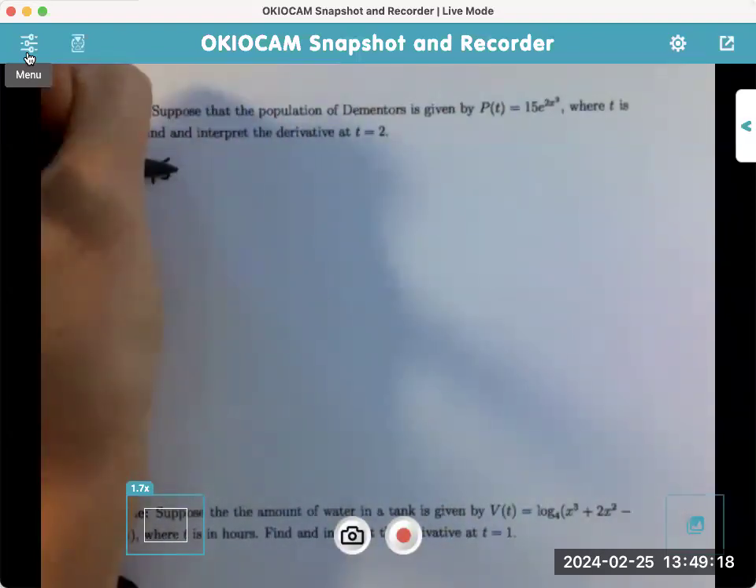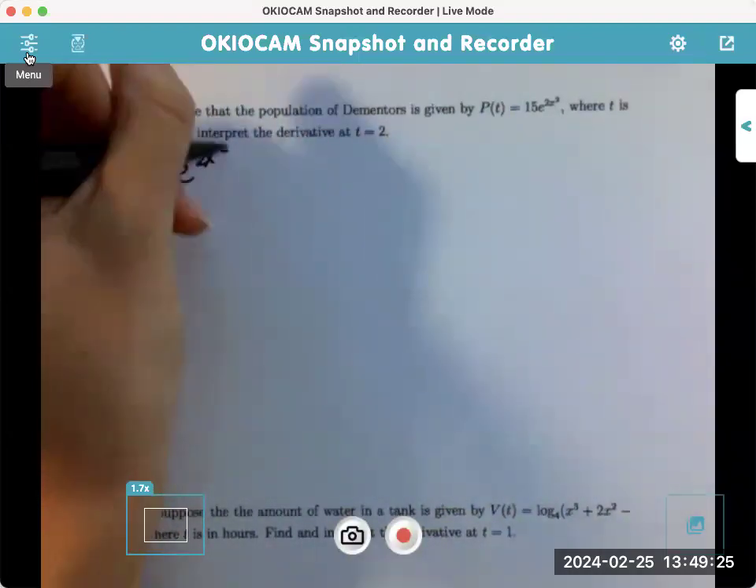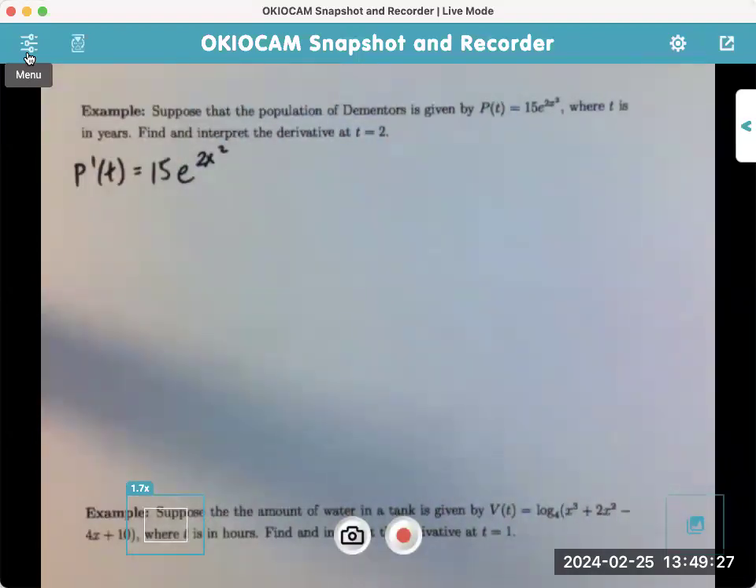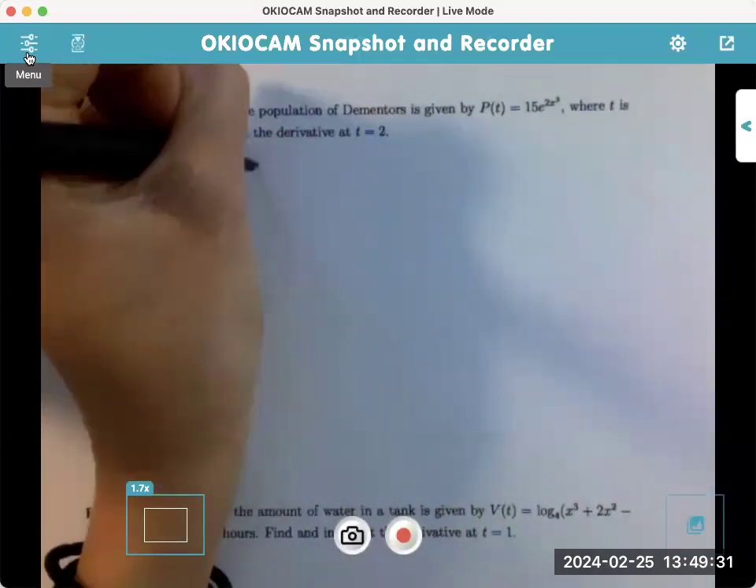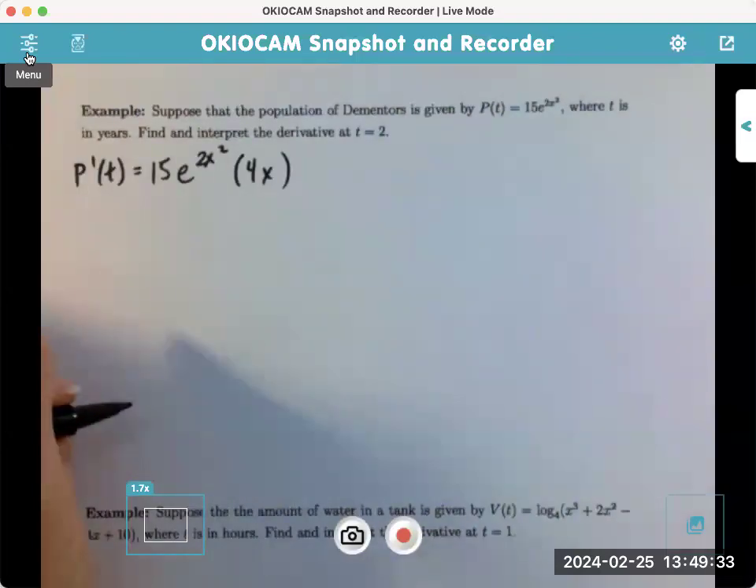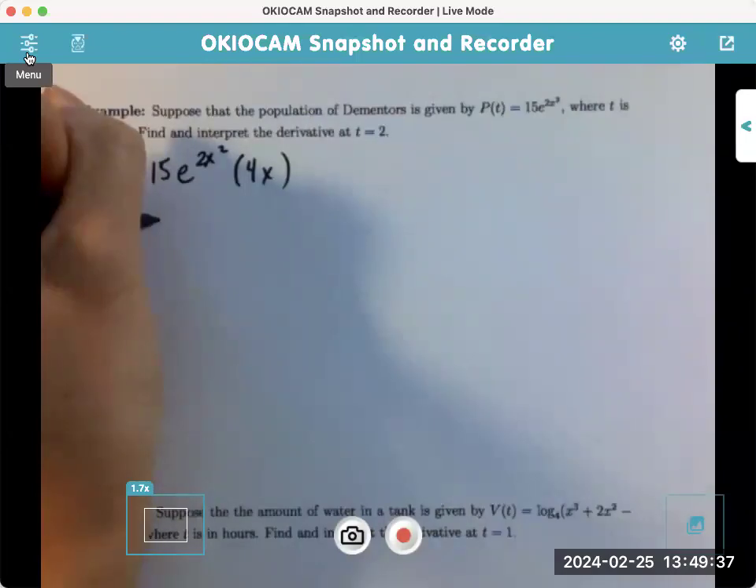Remember, the derivative of e is itself. So e to the 2x squared, now times the derivative of its power. Sorry, move my hand out of the way. So that is 4x. Now we can say 15 times 4, that is 60.